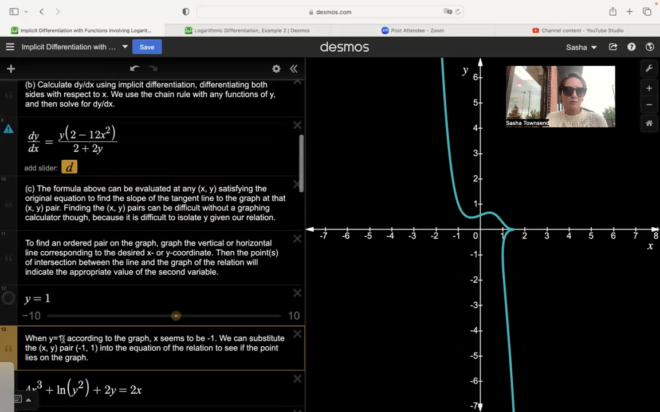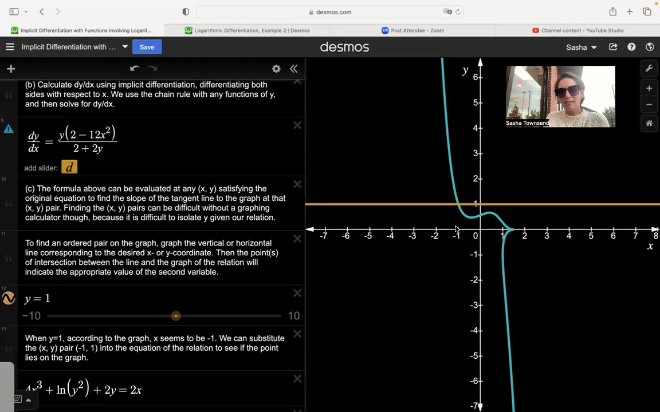I just chose y equals 1 for simplicity. And I said, okay, where does y equals 1 intersect the original curve? It looks like it intersects at x equals -1, y equals 1. But I'm not actually sure that works because it's really hard to identify that point of intersection just by looking at the graph. So I need to substitute x equals -1, y equals 1 into the original relation.